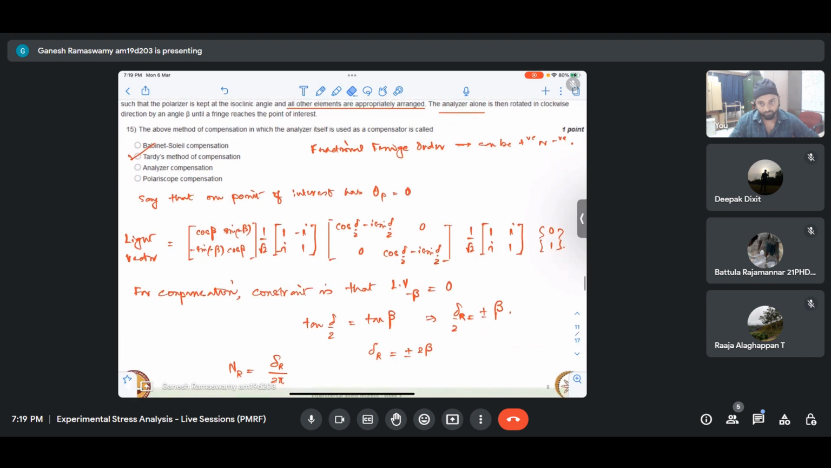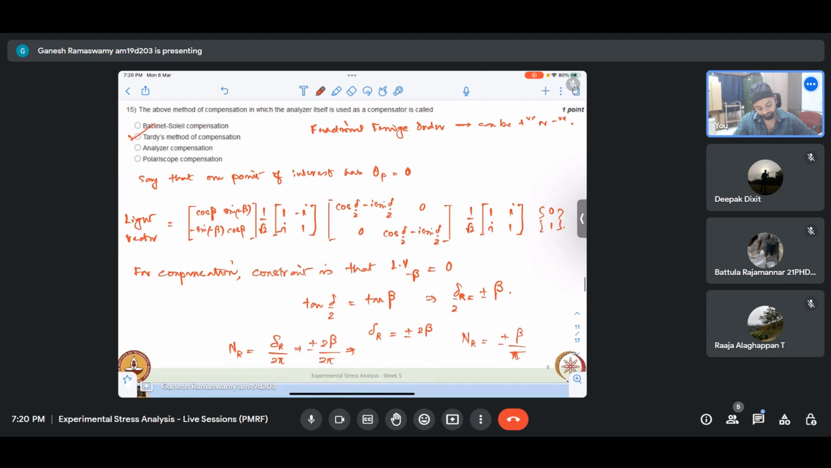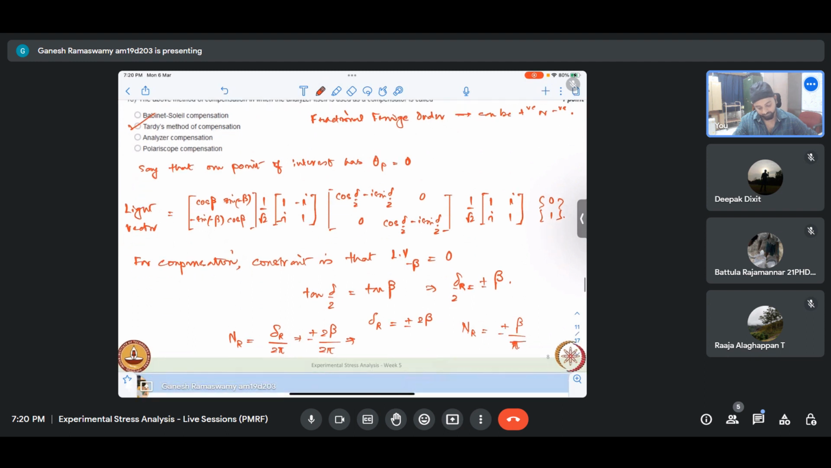Okay. So if we normalize this, if I measure that in, let us say, degrees, my fractional fringe order nr is plus or minus beta by pi, with the constraint being that beta is measured in radians. If that is measured in degrees, it will be beta by 180 degrees. Okay, so I take it that this is clear. Let me move on to the next part.